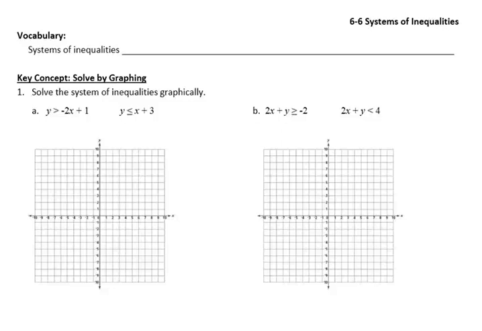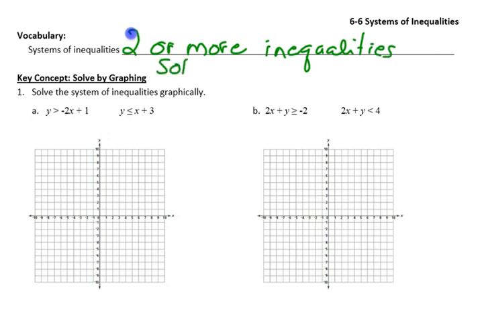Alright, ladies and gentlemen, last video for this part of the chapter. So we're now going to talk about systems of inequality. Just like with a system of equations, a system of inequalities is two or more inequalities solved together, meaning solved at the same time. Now we do these graphically instead of algebraically, just because there's a little bit more involved here.